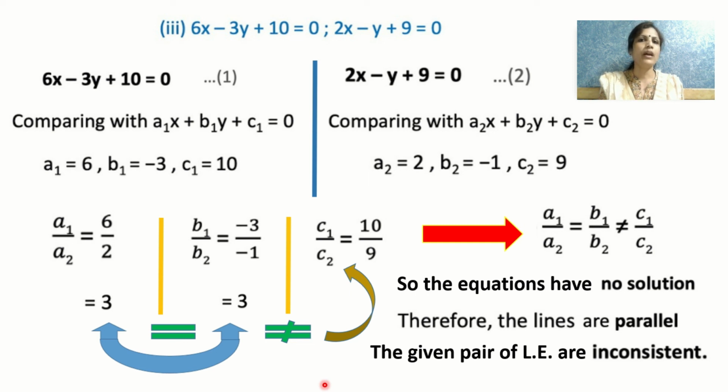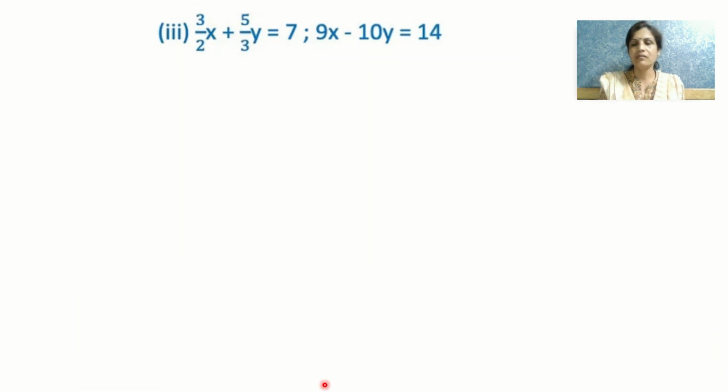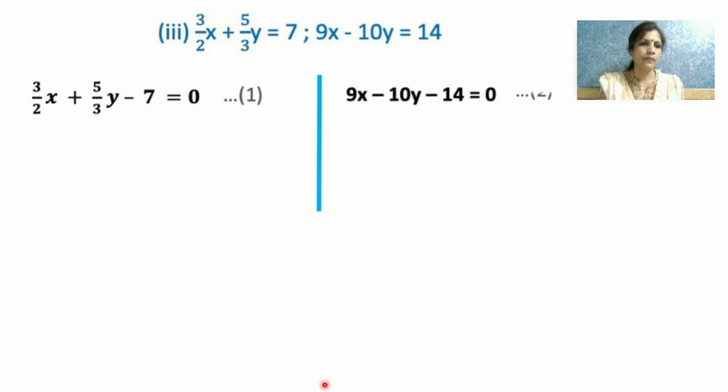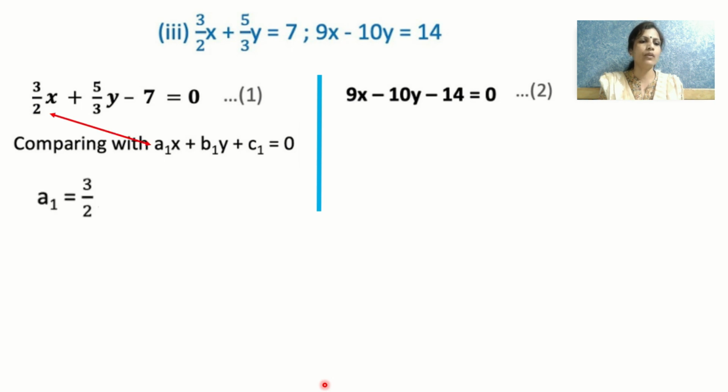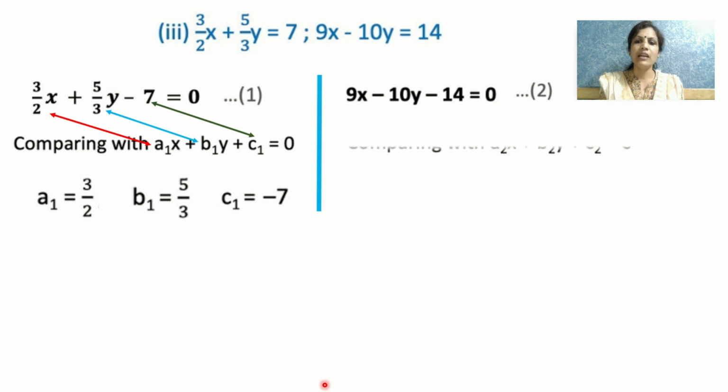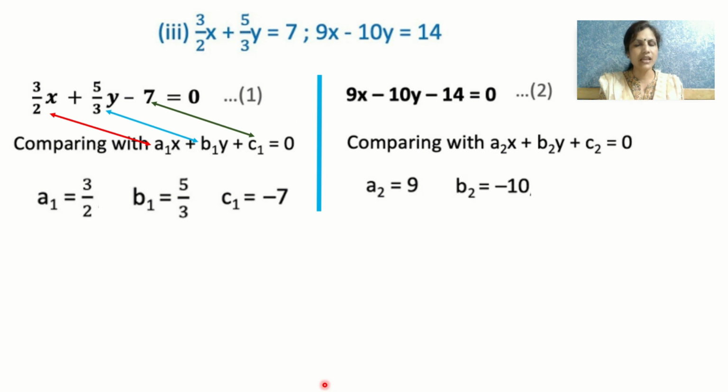So this is how we have to solve the sums. Alright, important sums, but you have to be very careful. Now when a fraction comes, you become nervous, but there is no need to be nervous. We'll consider this as equation 1 and this as equation 2. Comparing equation 1 with the standard form, we get a1 is 3 by 2, b1 is 5 upon 3 and c1 is minus 7. Similarly, for equation 2, a2 is 9, b2 is minus 10 and c2 is minus 14.